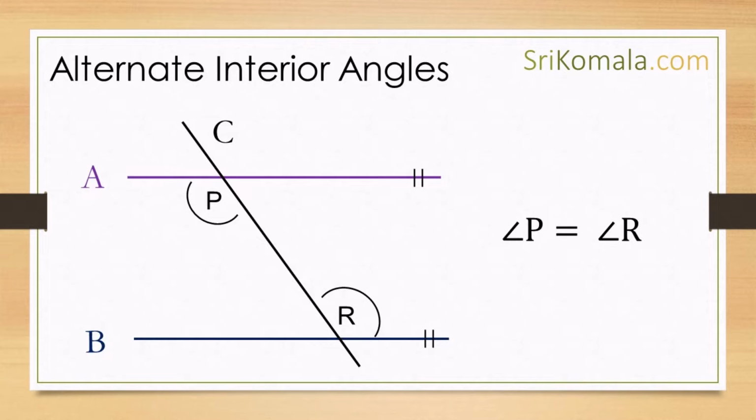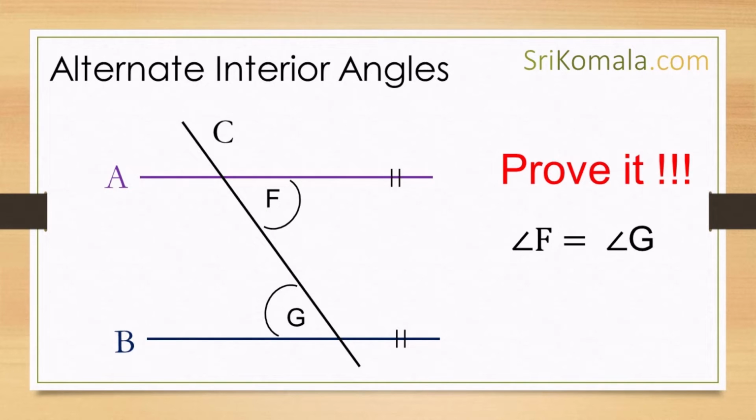Similarly, as can be understood from the figure, angle P and angle R are also a pair of alternate interior angles. Thus, the values of angle P and R are equal. The question is, how do we prove that the values of angle A and B are equal?